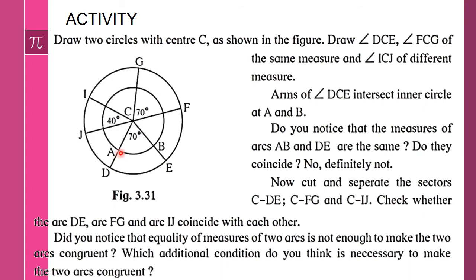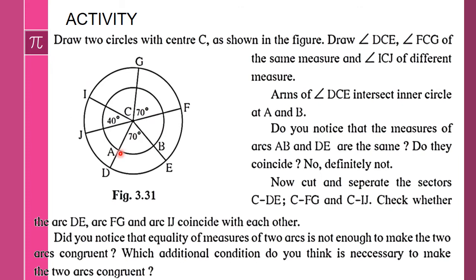So if you see this, AB and DE, that means this AB and DE. Now if you see, they have drawn two circles both with the same center, so they are concentric circles. That means more than one circle with the same center. Two or more circles with the same center can be called concentric circles. So keeping the same center and with different radii, they have drawn two circles.